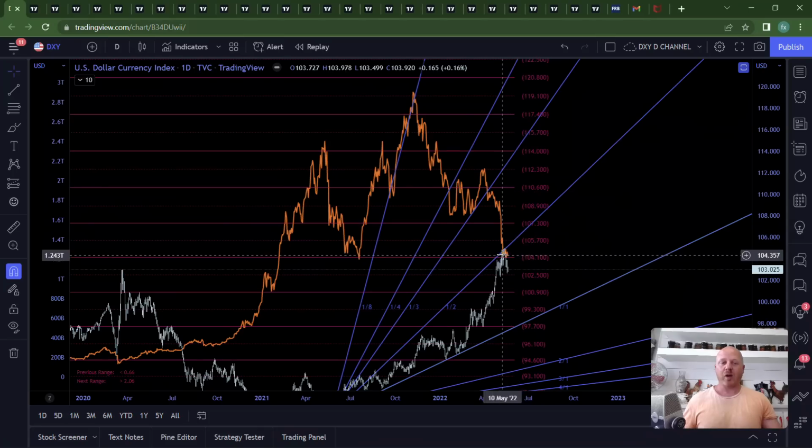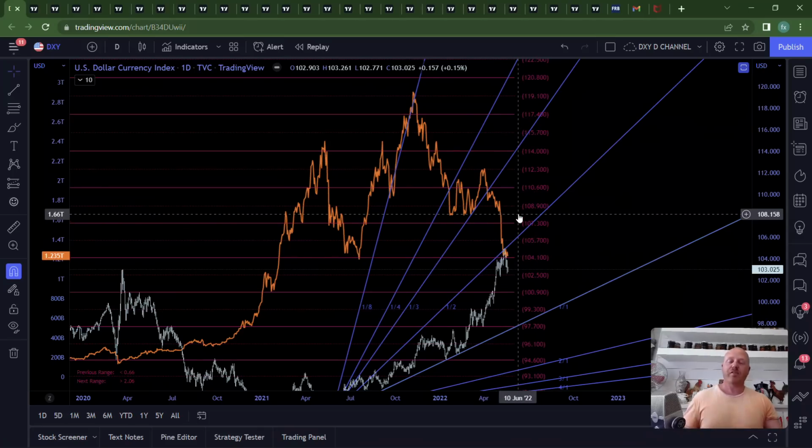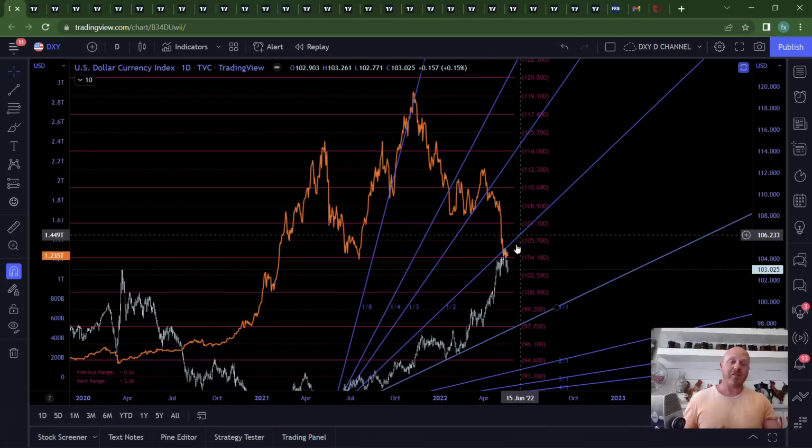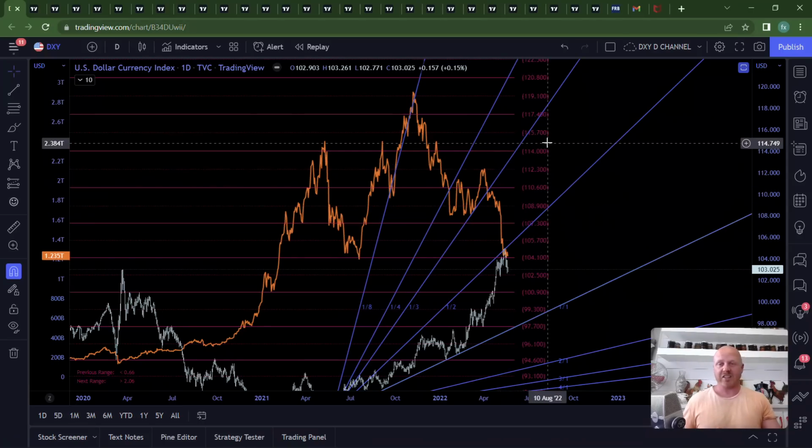If the DXY does break out, remember June, the Fed's raising 0.5. It is also the first month they will be doing quantitative tightening and removing 45 billion off their balance sheet, okay, for the first time. That starts June 1st. You're going to see the DXY potentially pivot up, break this resistance line, and continue its march up as these markets continue to decline.